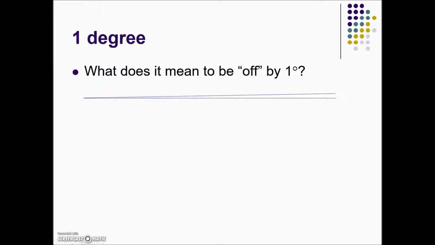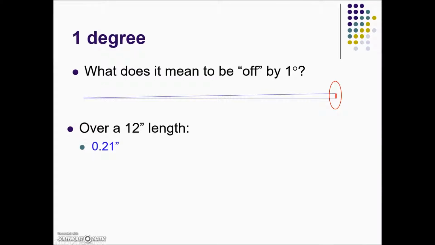When we take measurements and we find that we're off by 1 degree, what does that really equate to? Well, it's dependent upon the amount of distance. If we have a length of 12 inches and we're off by 1 degree, it means we're off by a little over 2/10 of an inch.